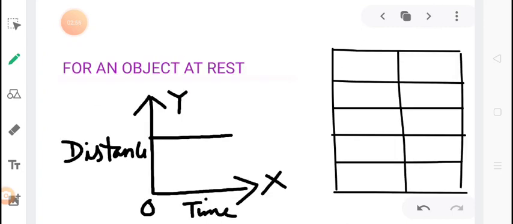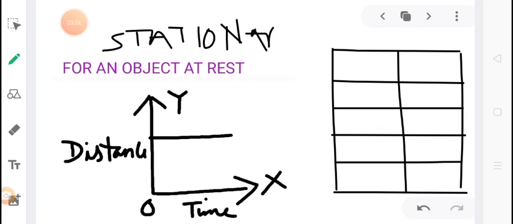For an object at rest, this means a stationary object, an object that is not moving, you can see in the graph it is a parallel line. It is a straight line parallel to the time axis. Now how is it so? Let's consider some values for time and distance. Now distance is represented by s.